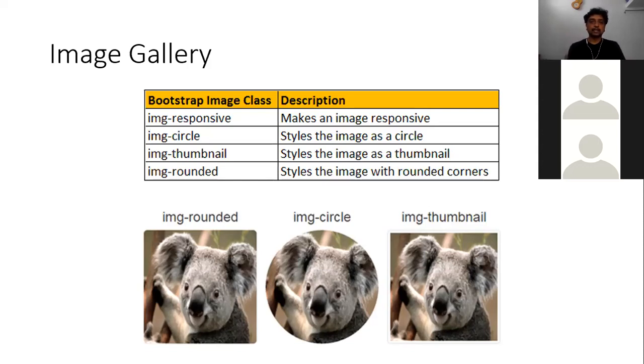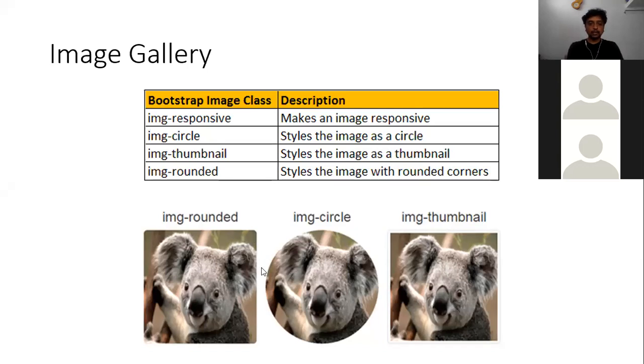Most of the students have done this in our assignment, making the image responsive. If anybody is still facing a problem, please ask me and I will tell the solution for how to make an image responsive. That is the first class supported in the Bootstrap image classes. The second one is image circle, which is used to style the image as a circle. So these are the three classes we are going to use.